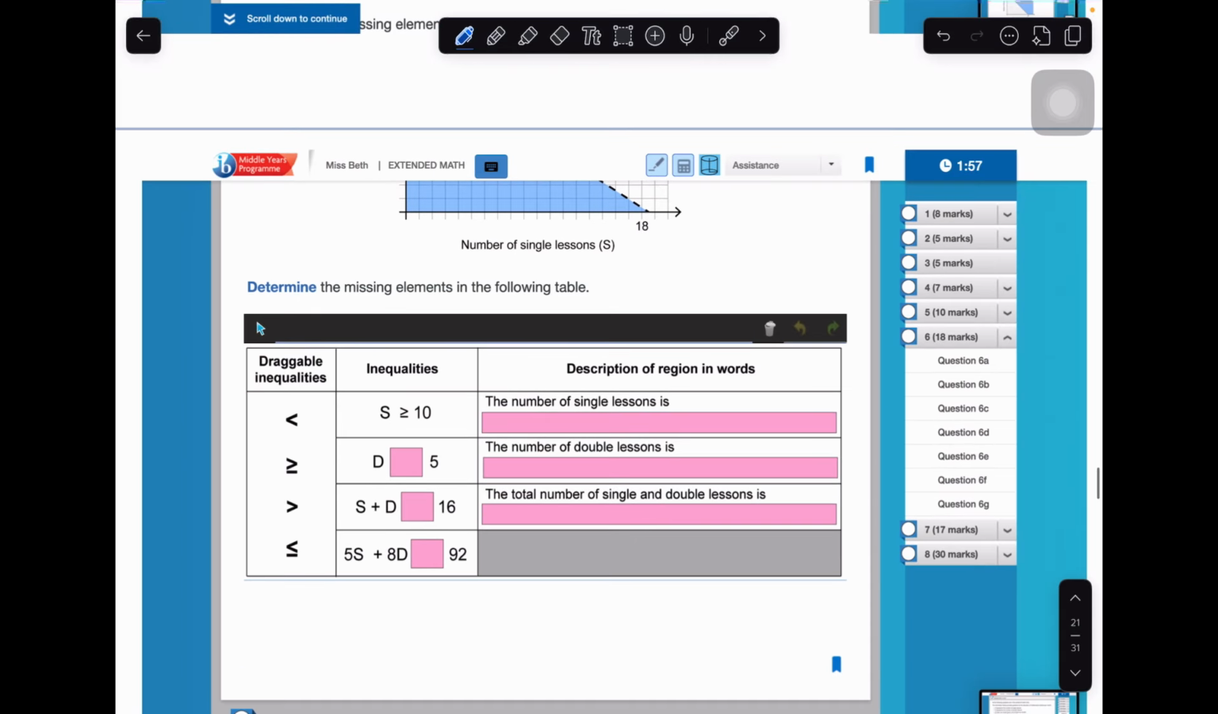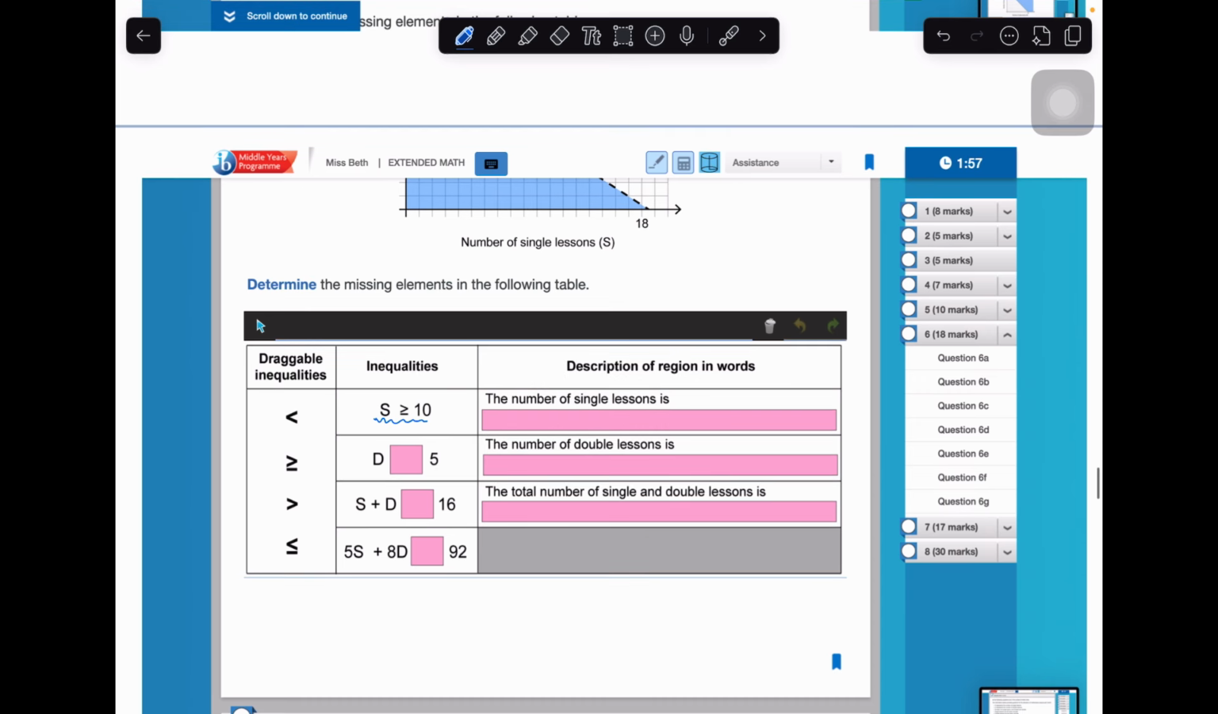So we are asked to determine the missing elements in the following table and describe the region in words. So for this inequality here, this is the number of single lessons is greater than or equal to 10. For the next bit, you need to find the inequality that goes with this, so the one that's just about D.